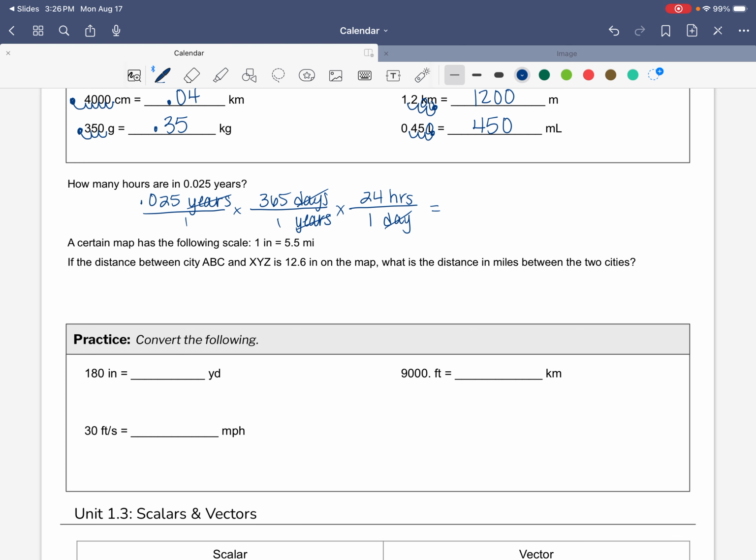So if I multiply across the top, multiply across the bottom's just going to be 1, so I don't need to worry about dividing anything. I get 219, but if I look back at my original problem, I had 2 sig figs because the leading zeros don't count. So my 219 is going to round up to 220 hours.